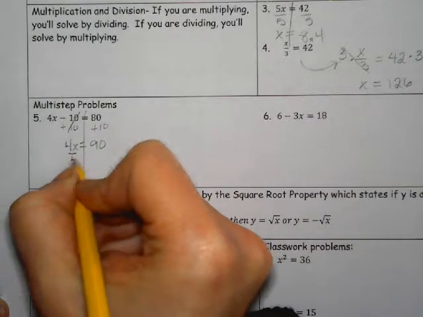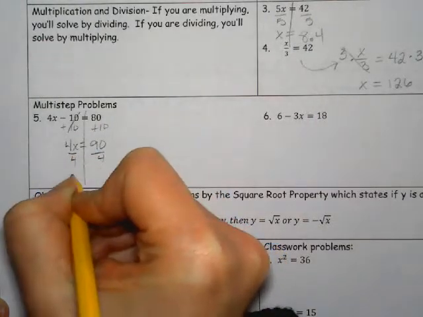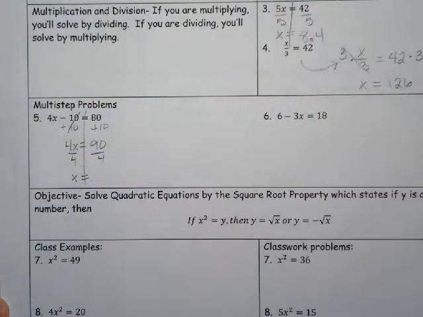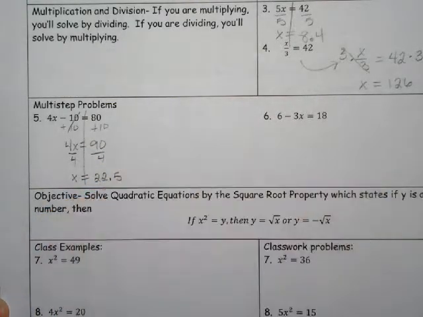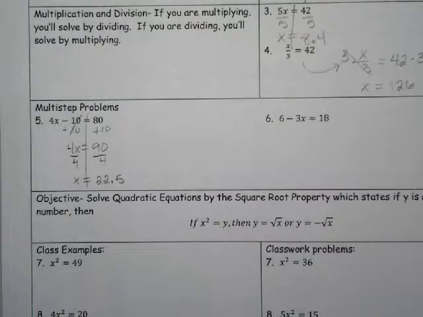All right, number 6. I have 6 minus 3x equals 18. What do I need to get rid of first? The 6. And how do I get rid of that 6? I subtract it. Because there's no symbol with it, it's not a plus or minus, we know that it's positive, so we're going to subtract it from both sides of the equal sign. What am I left with on this side? Negative 3x. Good catch on that negative.